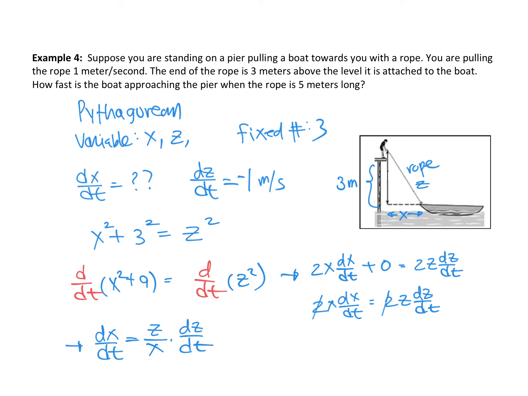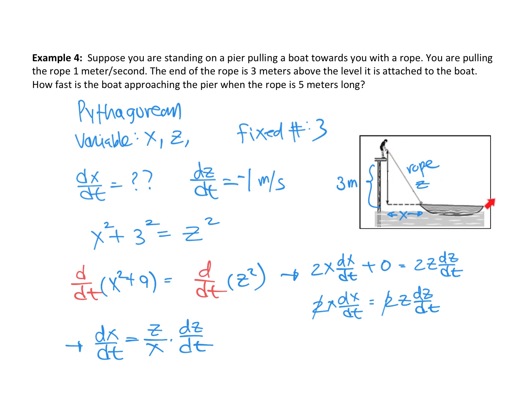So what do I know? Let's go back and review here. There's a lot of information happening, so I want to be super careful. Do I know dz/dt? dz/dt is fixed, it's -1. Do I know x or z? Do I know this length or this length? I have to read it one more time. How fast is it approaching when the rope is 5 meters long? So they're talking about when z is equal to 5.